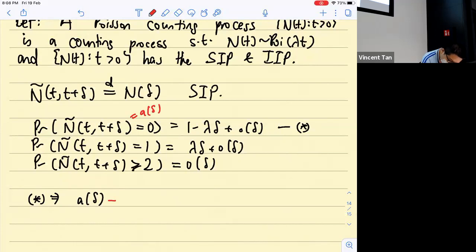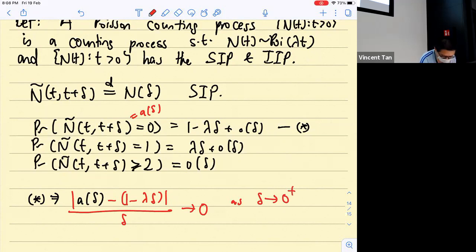It says that the absolute value of A(delta) minus 1 minus lambda delta, divided by delta, tends to 0 as delta tends to 0. Okay, so that's what star means. That's the meaning of little o(delta).